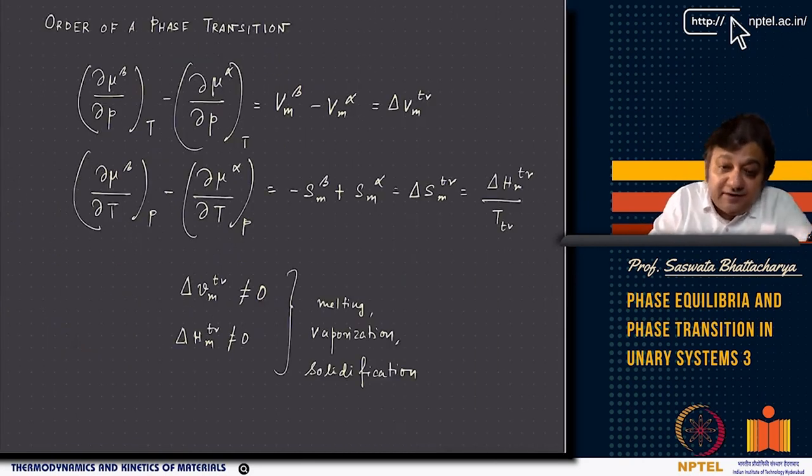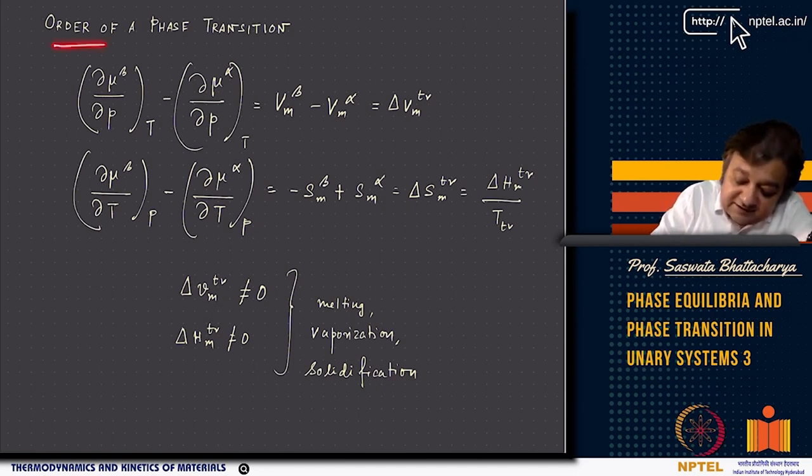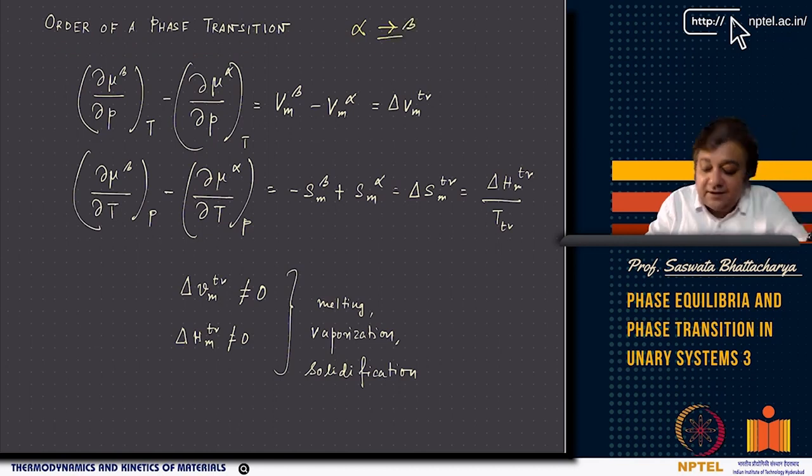Now, I will come to a very interesting concept, which is called the order of a phase transition. Again, I am considering a phase transition from alpha to beta, or beta to alpha. Alpha can be solid and beta liquid, then the phenomenon we are talking about is melting. If alpha is the liquid phase and beta is vapor, then it is boiling or evaporation. Or alpha is solid and beta is vapor, then we are talking about sublimation.